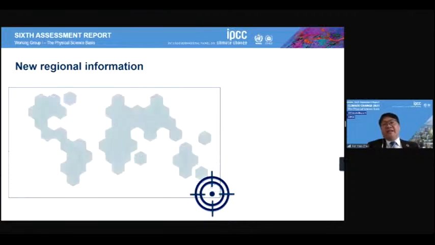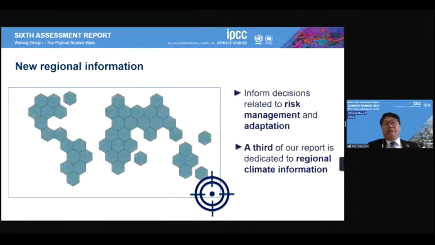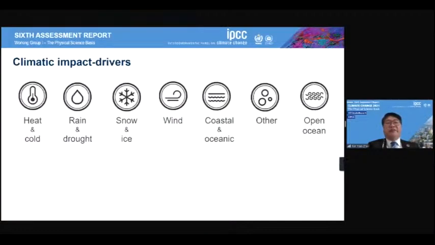To reflect this and provide more information helpful to inform decisions related to risk management and adaptation, around a third of our report is dedicated to regional climate information. As a part of our focus on regional climate information, we also introduce a new concept of climatic impact drivers to help translate physical changes in climate, heat, cold, rain, drought, snow, wind, coastal flooding, and more into what they mean for society and the ecosystems.